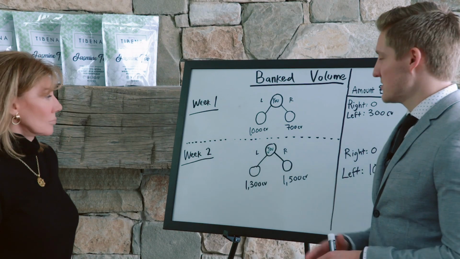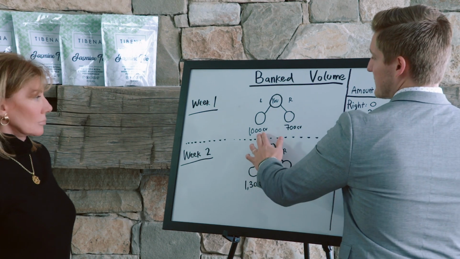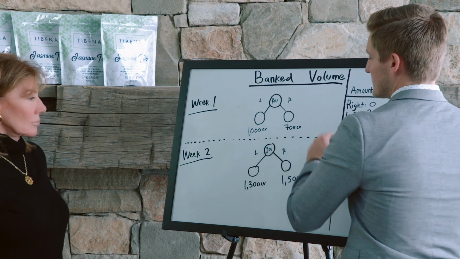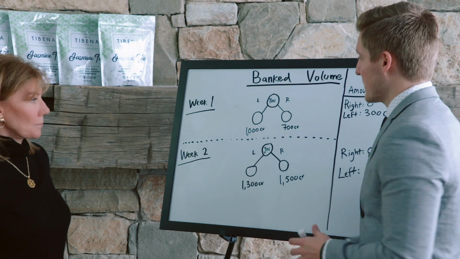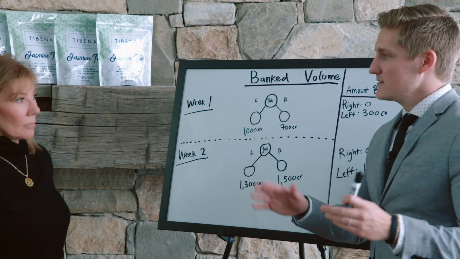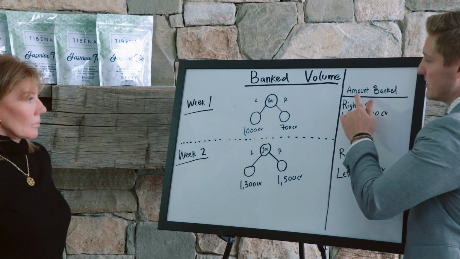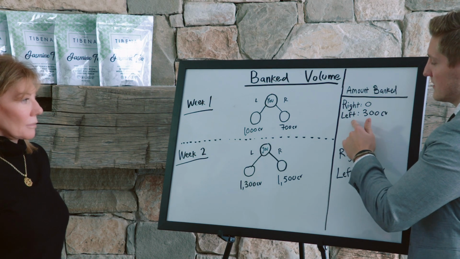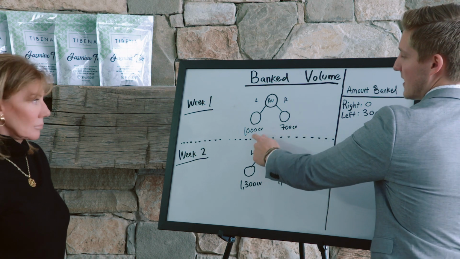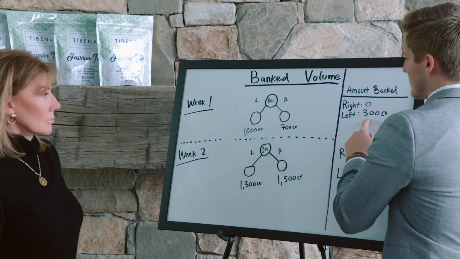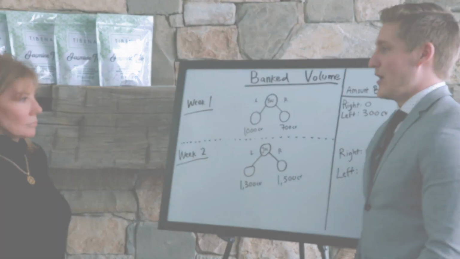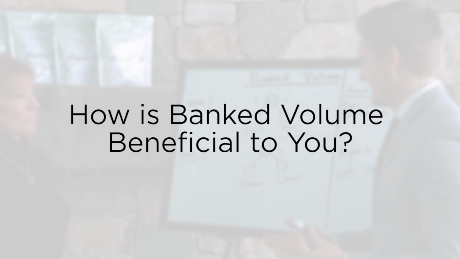Week one, we're going to give you a little scenario. Your left leg, common leg, does 1,000 CV, and your right leg, personal leg, does 700 CV. If you are active and binary qualified, at the end of that week, Monday through Sunday, it calculates and you jump into amount banked: right 0, left 300. This was calculated because you were paid out on 700, and 1,000 minus 700 leaves 300 in that left leg. That's how banked volume is calculated. Now, how is this beneficial? That's our next step.